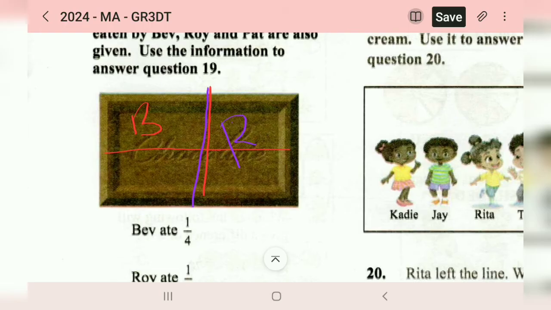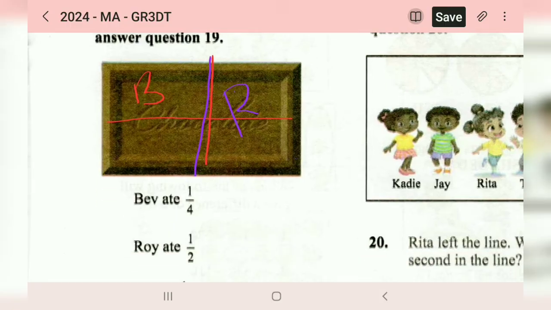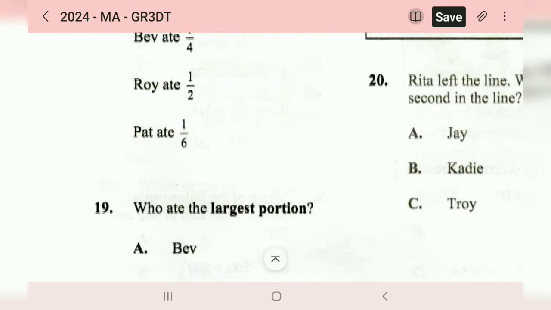So we would have to now also put it in sixths. Can we divide this up into 6 without disrupting that? Let's see which other way we can do it. Let's look at the question first. First thing is to see what they ask, whether we really need to be doing that. Who ate the largest portion?